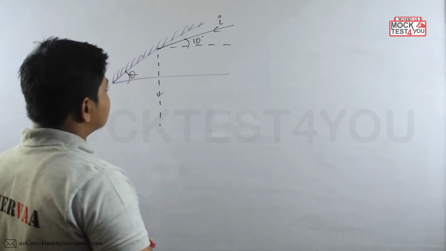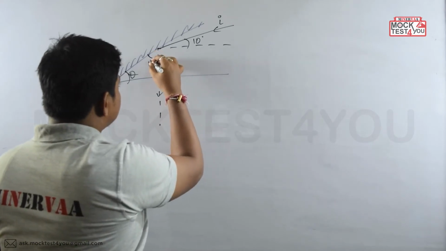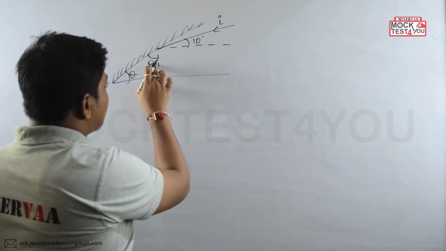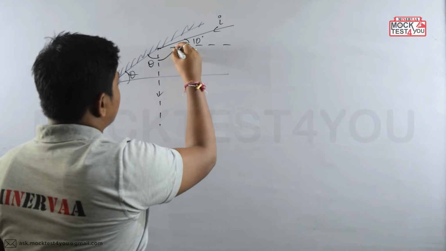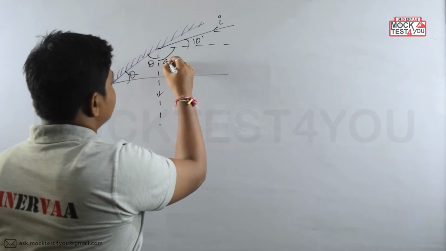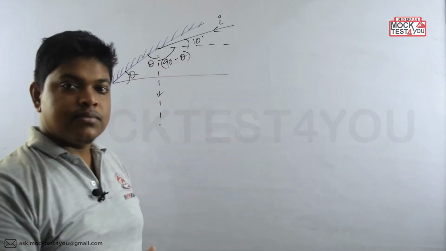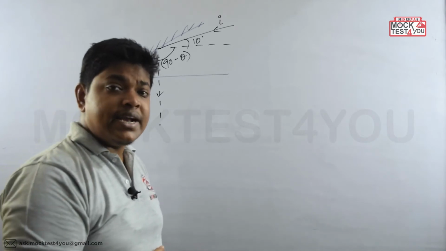So after reflection, the light waves just moved in this direction. So obviously this angle should be theta, right? Now in this case, if that angle is theta, then I can say that the rest of that should be 90 minus theta, right? The rest of the portion should be 90 minus theta.